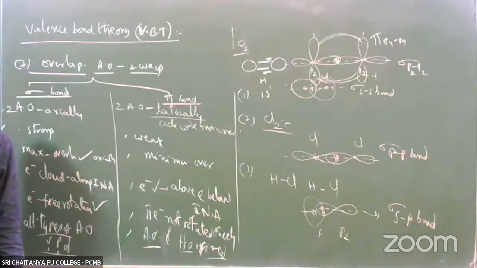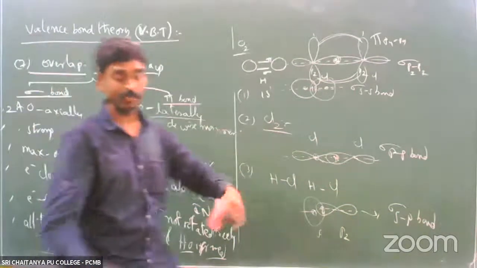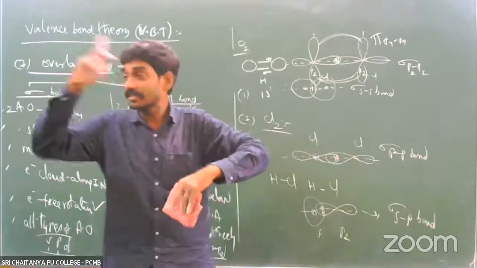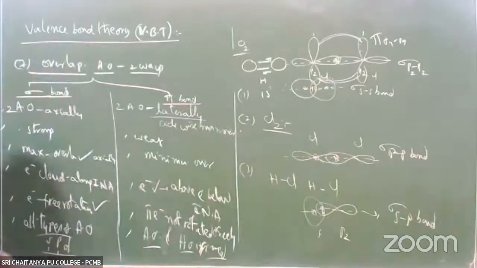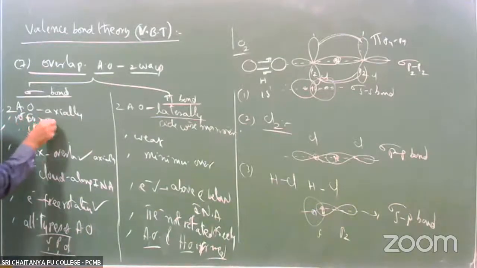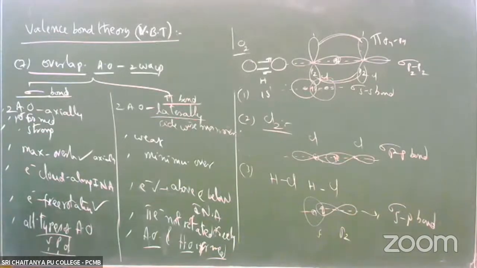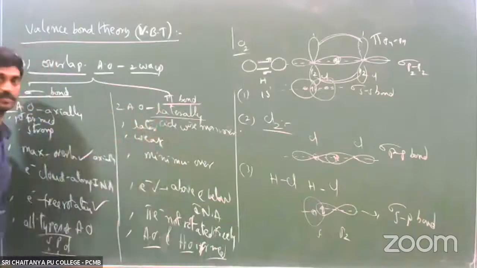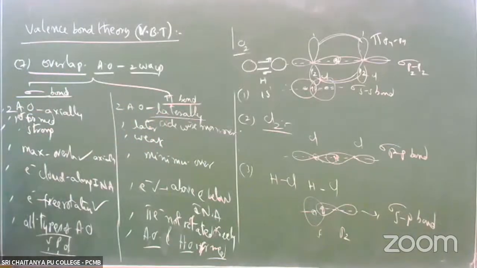That too, the first formed bond is the sigma bond. Generally, the atomic orbitals overlap axially because maximum overlapping is possible that way. That's why the first formed bond is the sigma bond, and the pi bond is formed after the formation of the sigma bond between two atoms.